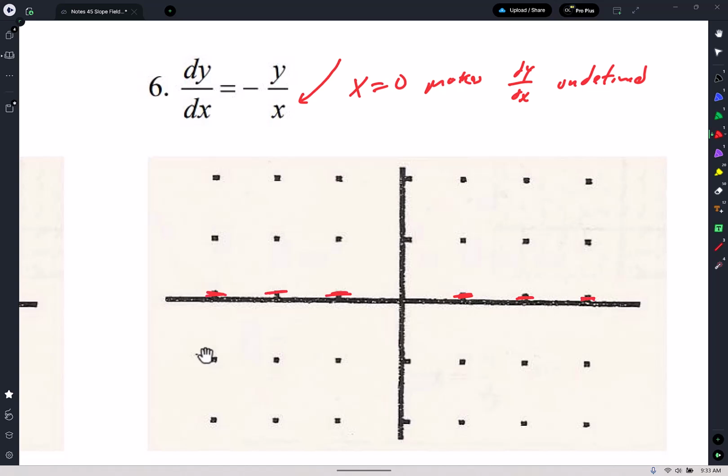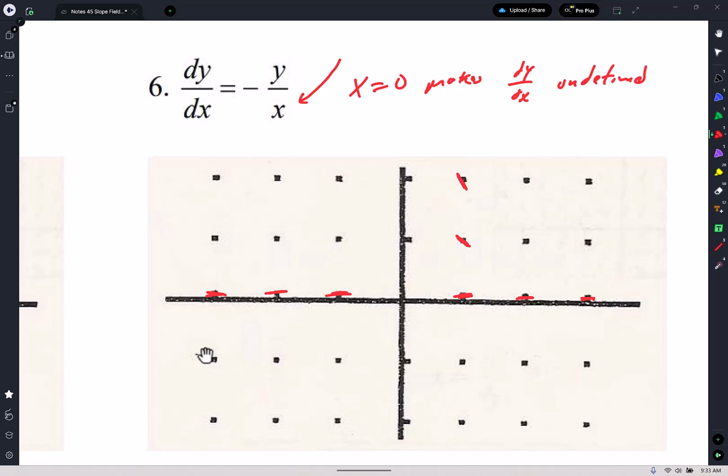Except at the origin, because you can't divide by 0. Do you guys see what we did? Okay, I'm just going to go a point at a time. Everything in quadrant 1 better have a negative slope, because it says negative in the front, but x and y are both positive in quadrant 1. So the point (1, 1) has slope negative 1. Okay. (1, 2) has slope negative 2, because it's 2 divided by 1.